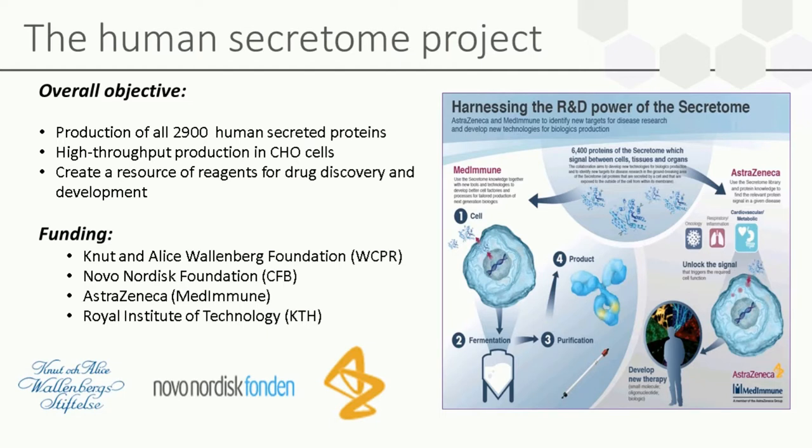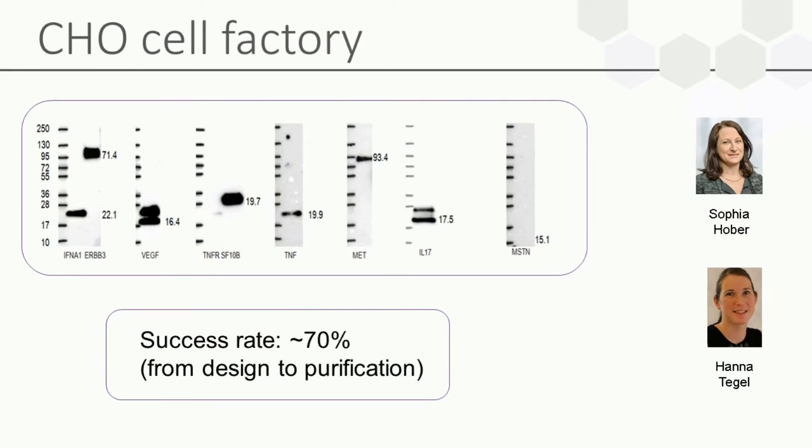I also want to mention a project that was just started, which is to try to produce all the 2,900 secreted proteins in humans that are estimated from the genome sequence. We are doing this through high-throughput production in CHO cells, and in this way we can create a resource, a reagent for drug discovery and development. This is a collaboration with the Novo Nordisk Fund and also with the company AstraZeneca.